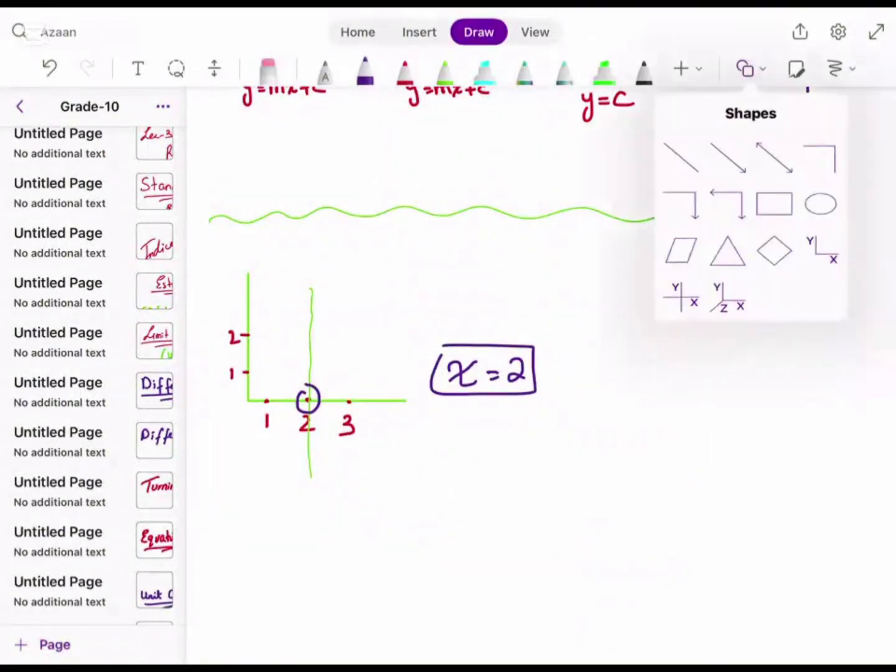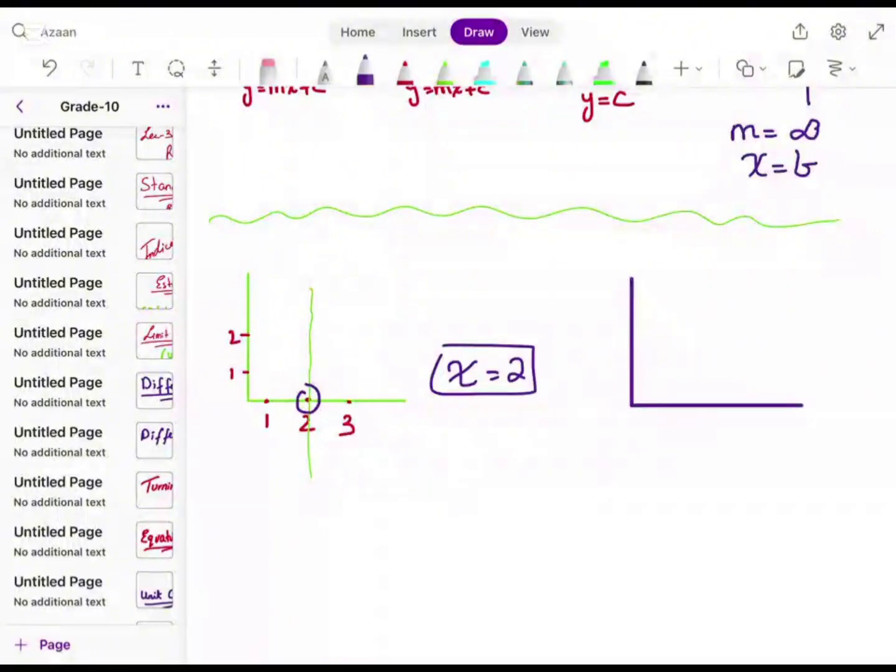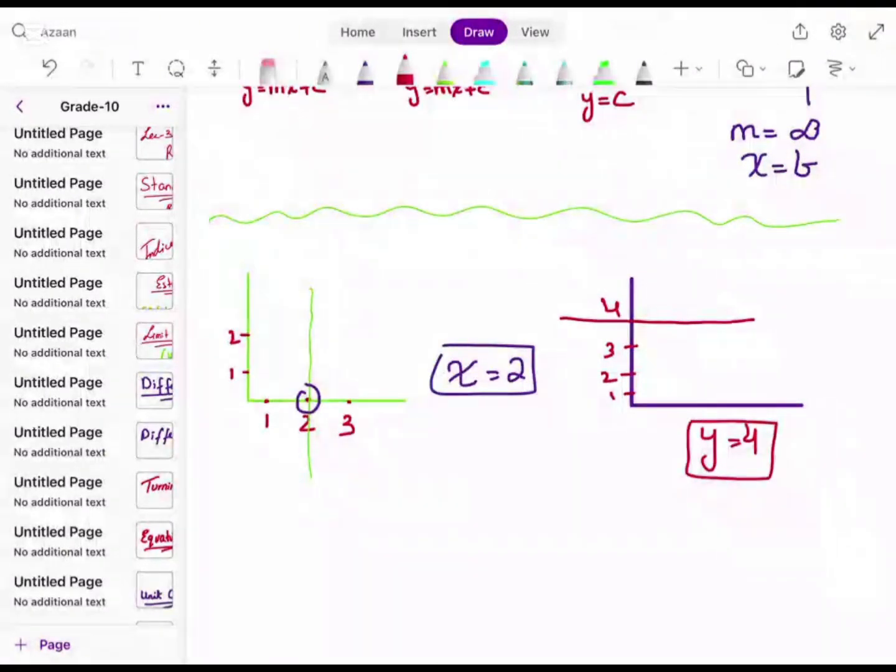If the line is like this, it cuts the y-axis. For example, this is 4, this is 3, this is 2, this is 1. So the equation will become y equals 4. Yes, Hassan, got it? Yeah. Okay, great.